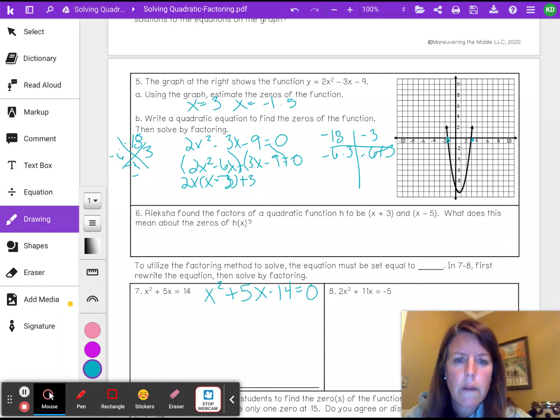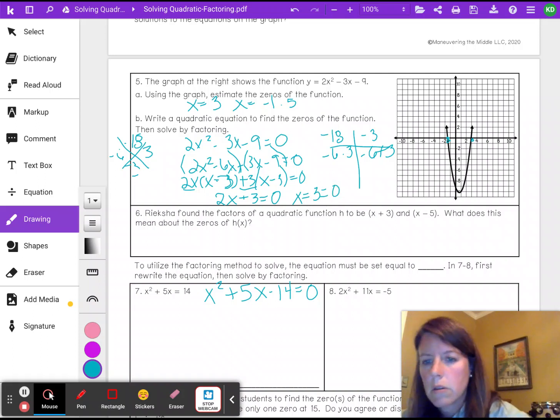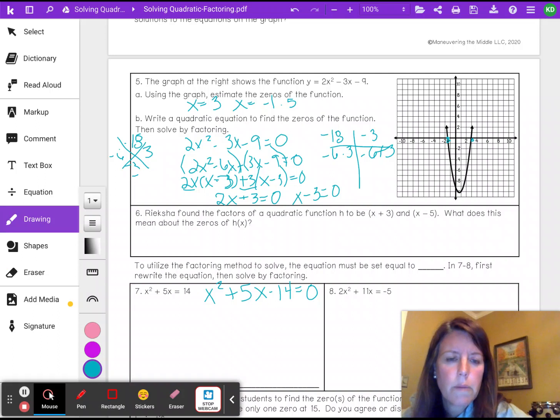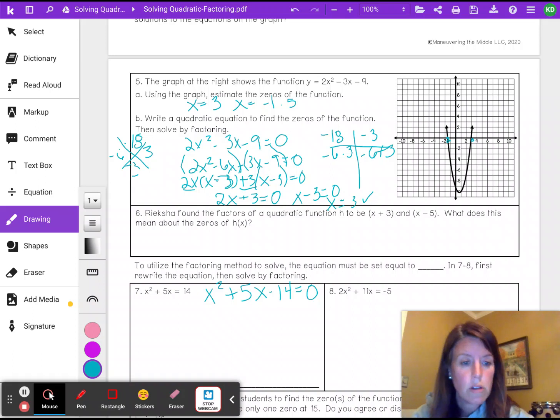Oh yeah, that's right. And then x minus 3. So my two factors are 2x plus 3, because I'm grouping these two together, equals 0, and then x minus 3 equals 0. Oh, that's x equals 3. So x minus 3, all right. So that checks off, because that's what I originally thought.